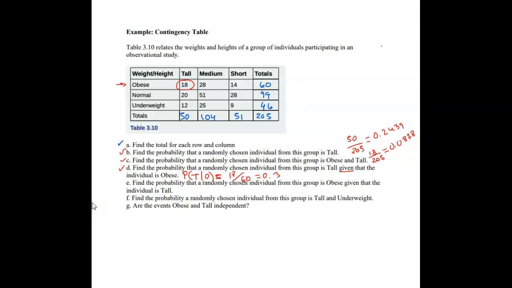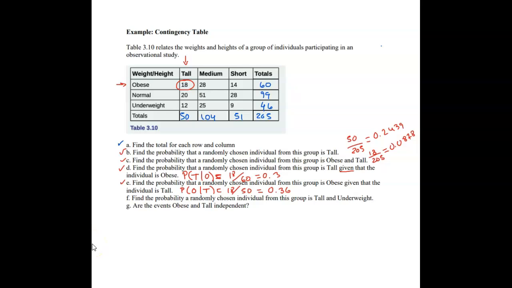All right, let's look at E. We need the probability that a randomly chosen individual from this group is obese, given that they're tall. So now we're finding P of obese given tall. We're looking at the group of tall people, so we're going to look at this column. There are 50 tall people in total, and 18 of them are obese. So if I just have the tall people, the probability of choosing a person randomly that's obese would be 0.36.